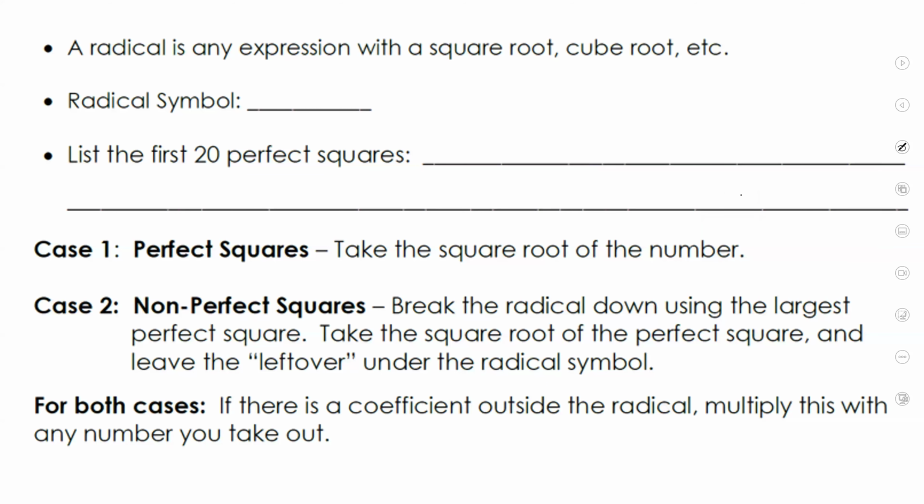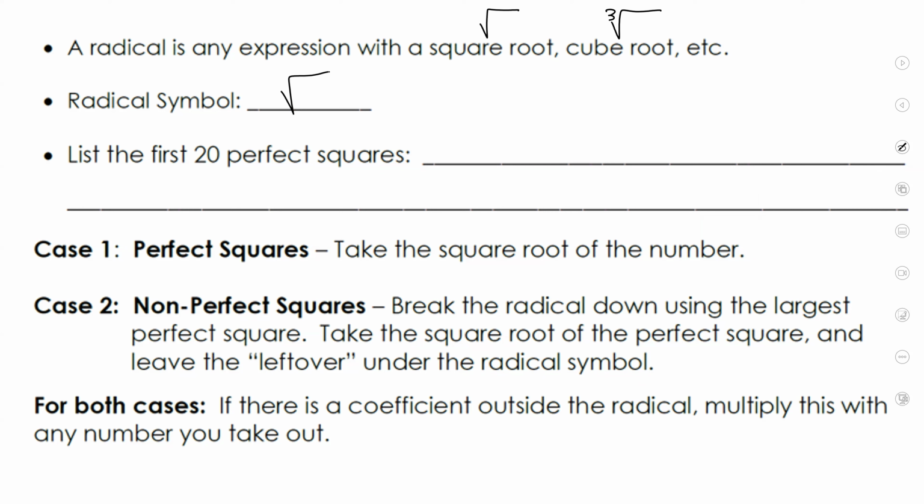A radical is any expression with a square root or a cubed root. And this is the radical symbol. So let's list the first 20 perfect squares.